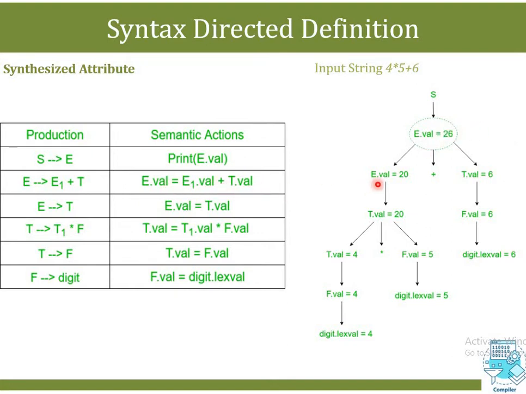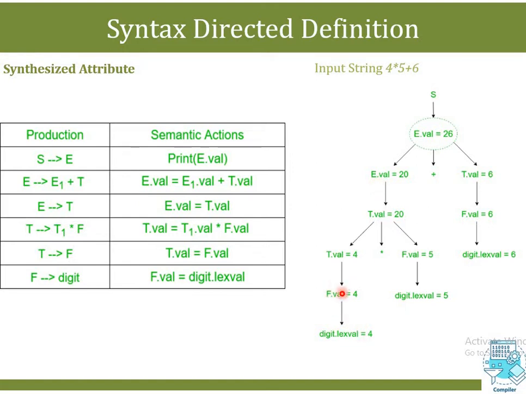So the value is 26. The reason why we discuss this particular example is this is a synthesized attribute. The val attribute is called a synthesized attribute. Why is it called a synthesized attribute?